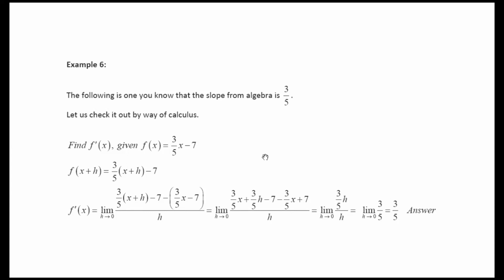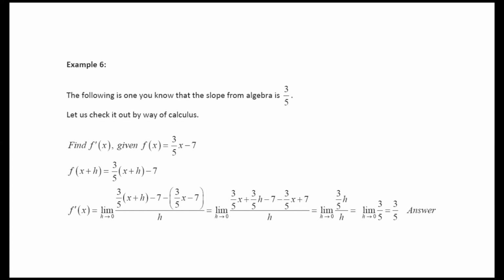Now remember, we have found the derivative. What is the derivative? It is slope. This is slope. This is slope. The reason we've done this problem is so that you will know we're not getting a close answer.